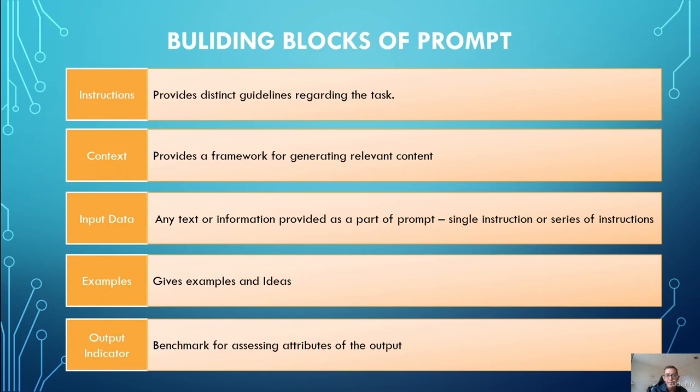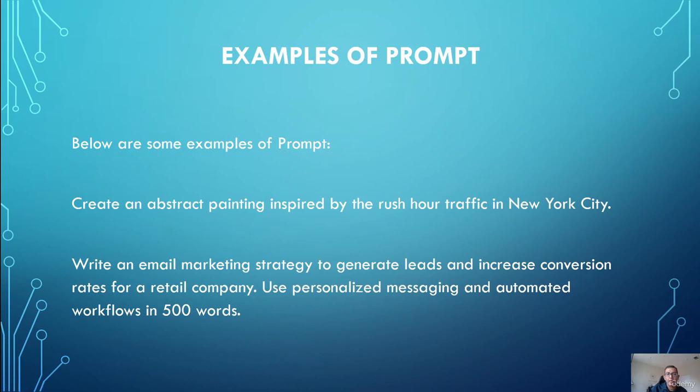So in summary, there are 5 effective ways for prompts, and these are clarity, context, precision, persona, pattern, and so forth. Now let's look at some examples of effective prompts. The first one here is: create an abstract painting inspired by rush hour in New York City. If you see here, it is very clear for the model that it needs a painting of New York City at rush hour, and it needs an abstract painting. So that is a good prompt.